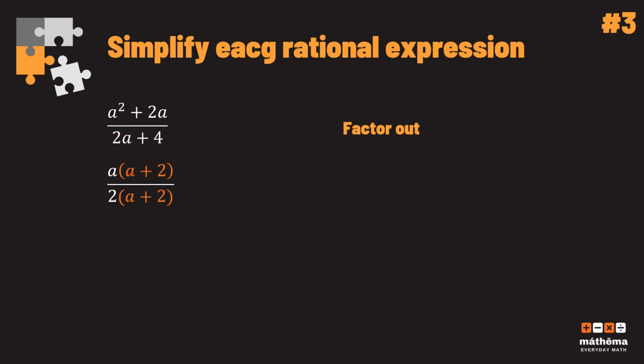Now, let's proceed to our denominator. What is common between 2a plus 4, or 2a and 4? That is number 2. So we are going to factor out 2. So what will happen is 2 times the quantity a plus 2. If you notice, we now have common factors, a plus 2, a plus 2. So we are going to cancel that one out. What will remain is just a over 2. And that is our final answer.